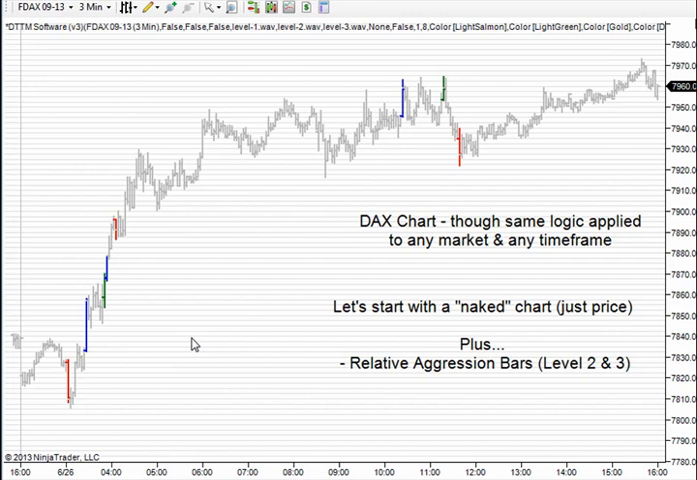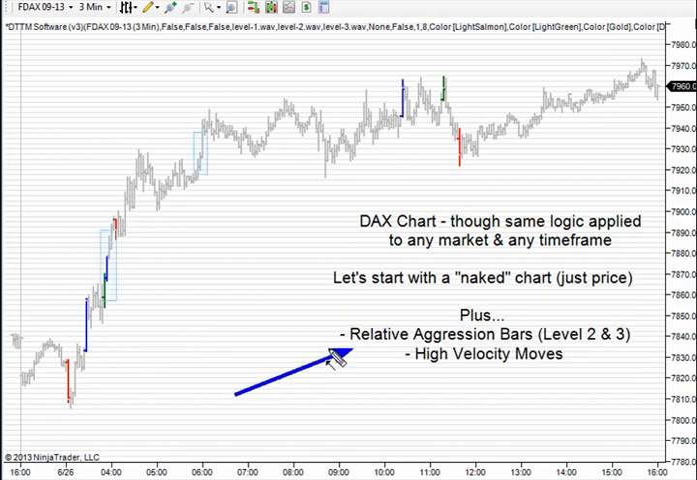So the next thing I want to talk about is what we call high velocity moves. And a high velocity move is essentially a redundancy on these level 2 and level 3 aggression bars, in that if you get a high velocity move, it's just kind of a double check or a fail safe that you are seeing the markets moving quickly. Okay, so let me throw those on the chart next.